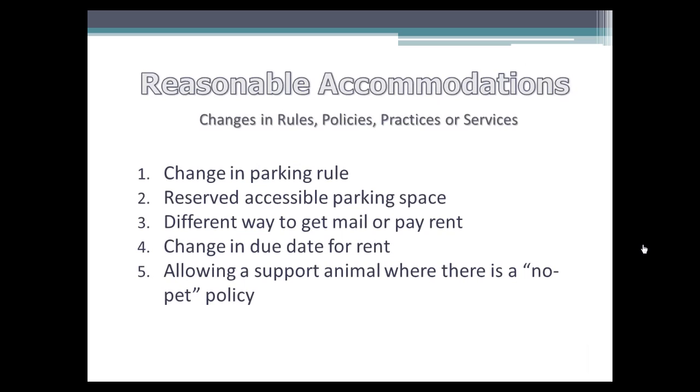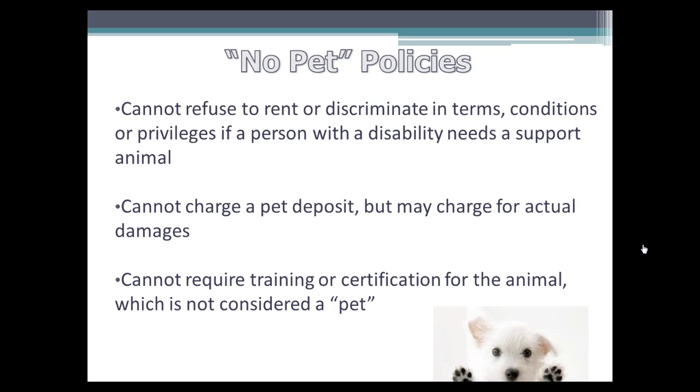All right, the last example there is allowing a support animal where there is a no pet policy. So let's talk about that. We have many cases involving service animals. With a no pet policy, a person who needs a service or support animal because of their disability would request an exception to the landlord's no pet policy. The housing provider may not require certification or training for the animal, or ask people to give details about their specific medical condition. It should be enough for the person to provide a letter from a doctor or other professional establishing the need for the service or support animal.